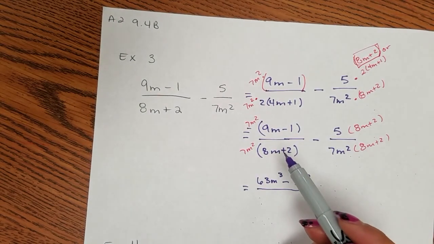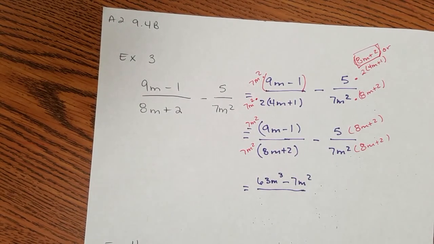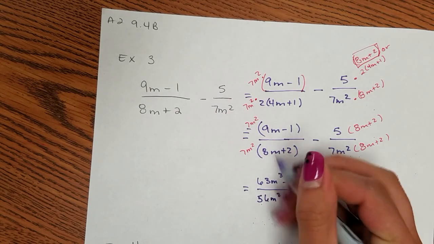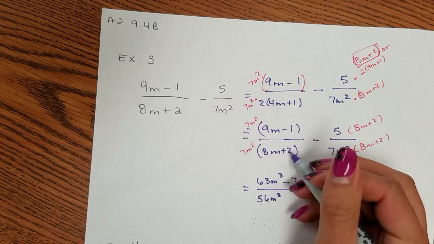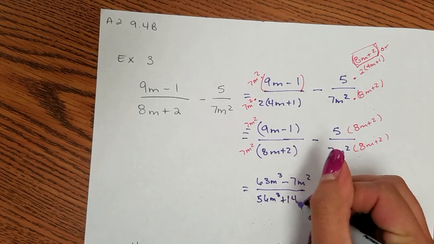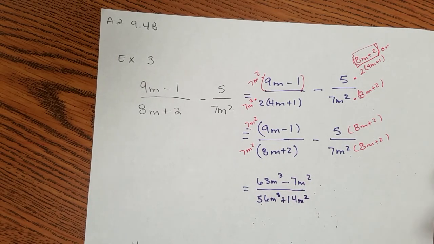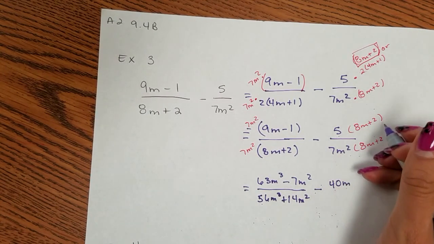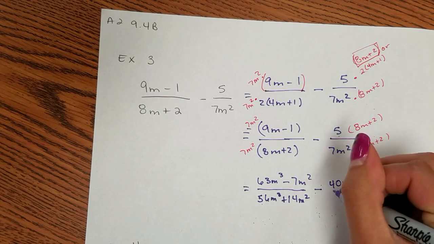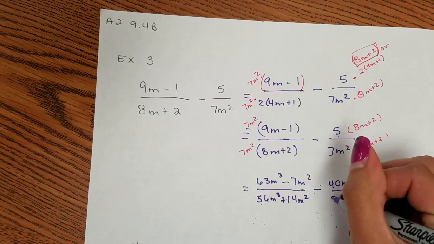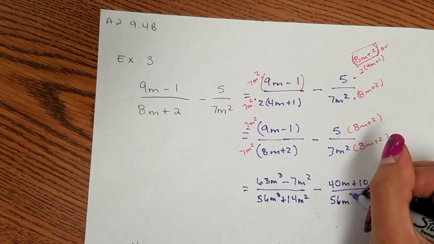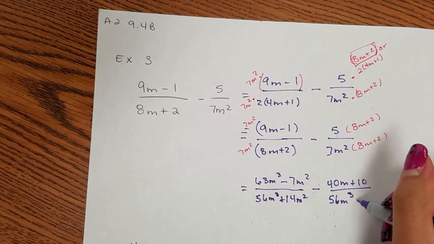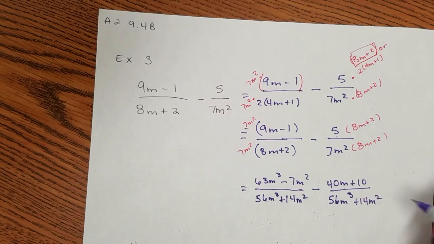Over here, we have 7 times 8. You're going to have 56m cubed. 7m squared times positive 2 is going to give you a positive 14m squared here. Minus 5 times 8 gives you 40m. 5 times 2 is plus 10. 7 times 8 is 56m cubed. And then times 2 over here is plus 14m squared.